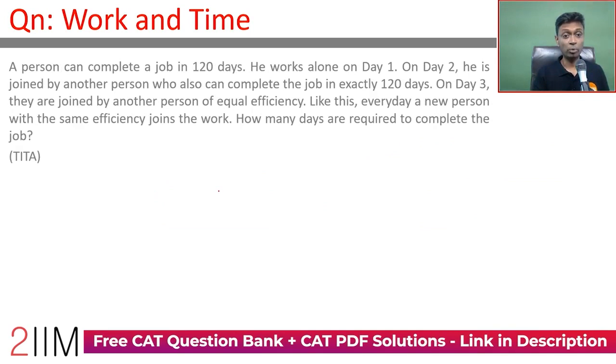A person can complete a job in 120 days. He works alone on day 1. On day 2, he is joined by another person, so 2 people, who can also complete the job in exactly 120 days. On day 3, he is joined by another person of equal efficiency, so 3 people. Like this, every day a new person with the same efficiency joins the work. We count man days of work. 1 man day gets done, 2 man days, 3 man days, 4 man days, 5 man days, and so on.